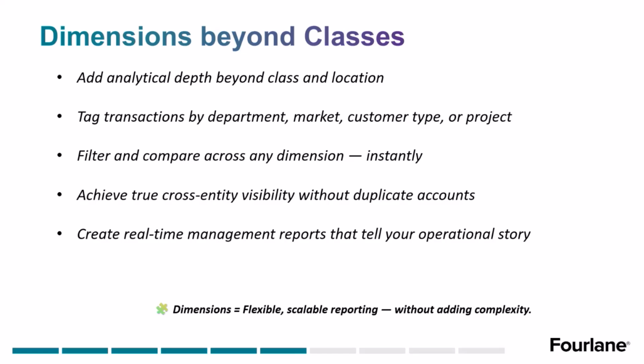Let's take an example and imagine a construction client with multiple entities. Each job can be tagged by region, project manager, and project type. Now, instead of sorting through dozens of classes or creating redundant accounts, they can simply filter by any of those tags. That means management can look at profitability by project type, compare departments across entities, or even analyze marketing spend by region, all from one report.